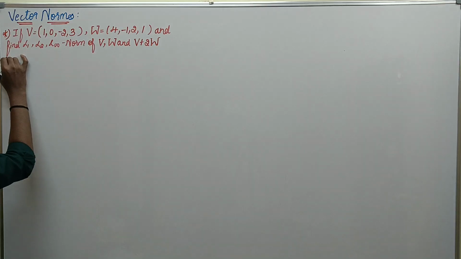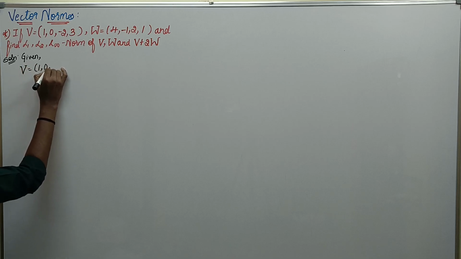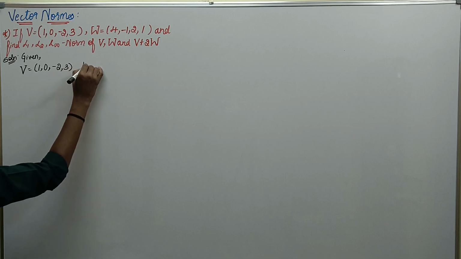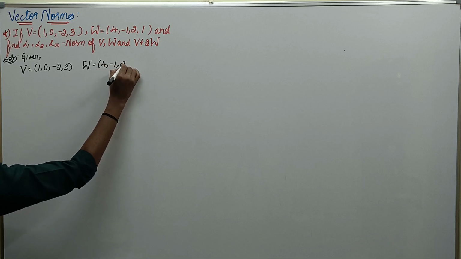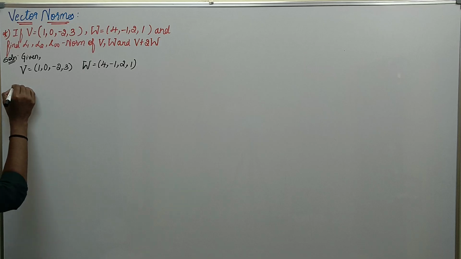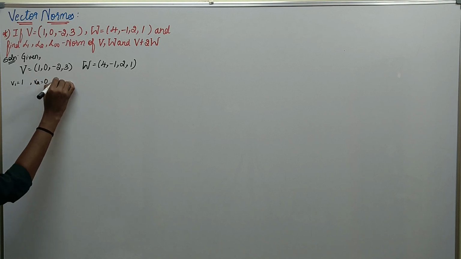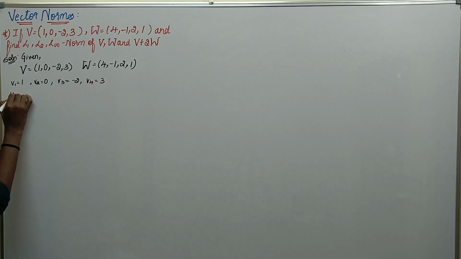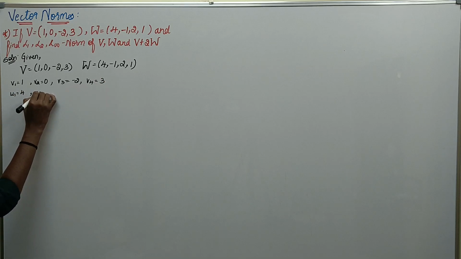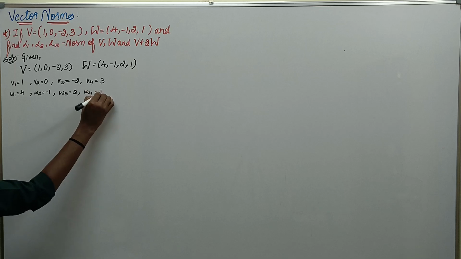First, consider the given solution. Given capital letter V, which is equal to 1, 0, minus 2, 3, and W, which is equal to 4, minus 1, 2, 1. Then you can simplify it. This given set of elements: V1 equal to 1, V2 equal to 0, V3 equal to minus 2, and V4 equal to 3. W1 equal to 4, W2 equal to minus 1, W3 equal to 2, and W4 equal to 1.